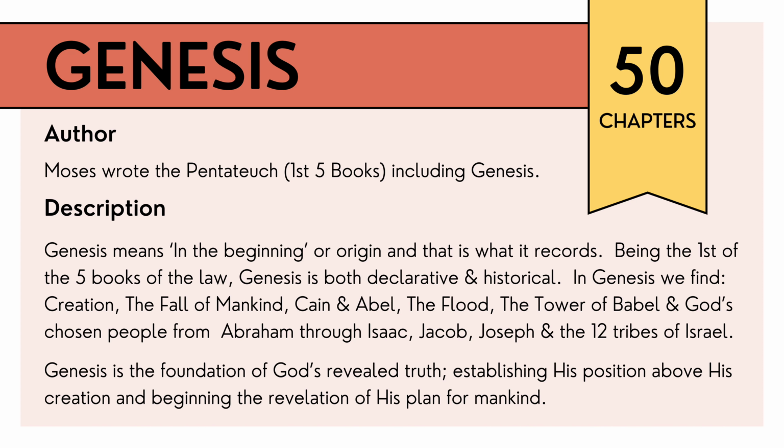"I will establish my covenant between me and you and your offspring after you throughout their generations for an everlasting covenant, to be a God to you and to your offspring after you. I will give to you and to your offspring after you the land where you are traveling, all the land of Canaan for an everlasting possession. I will be their God."